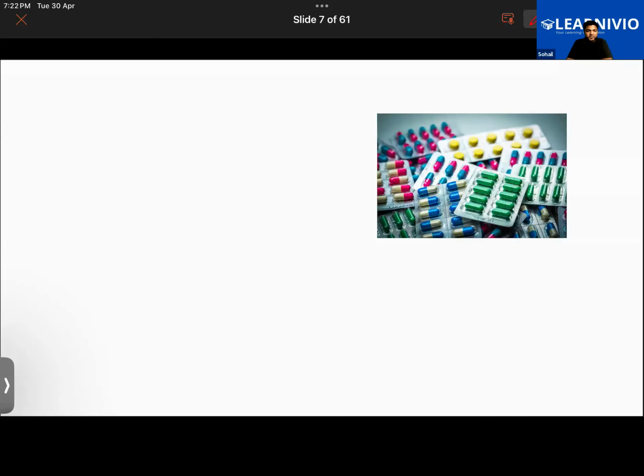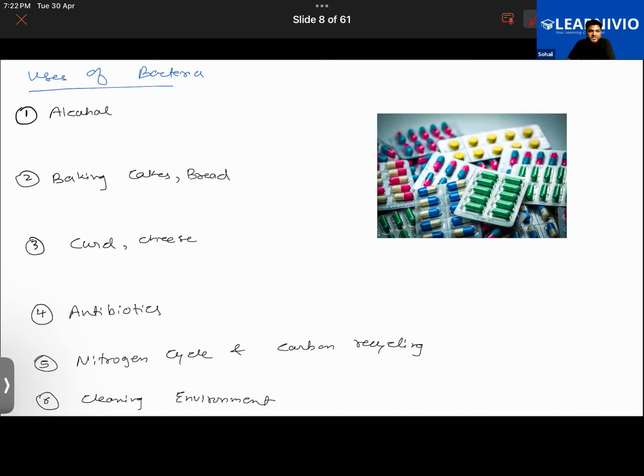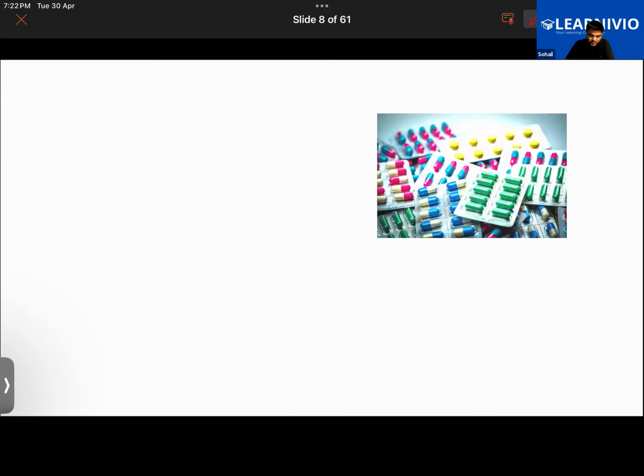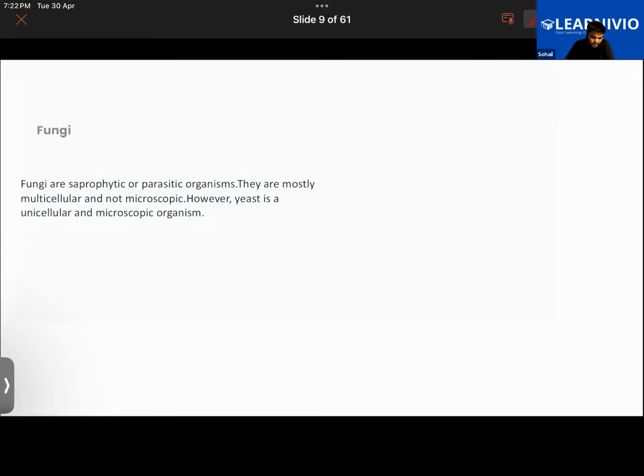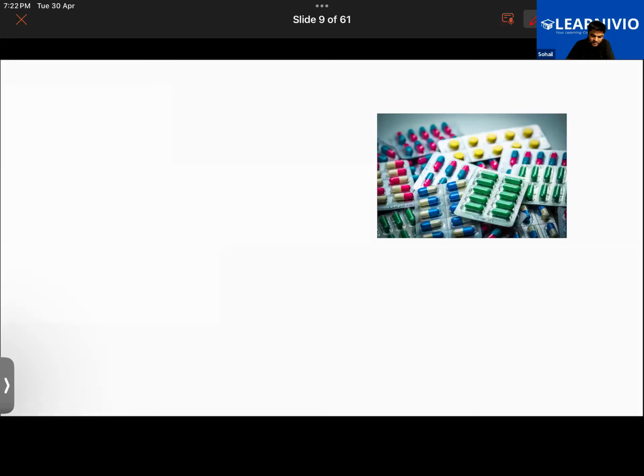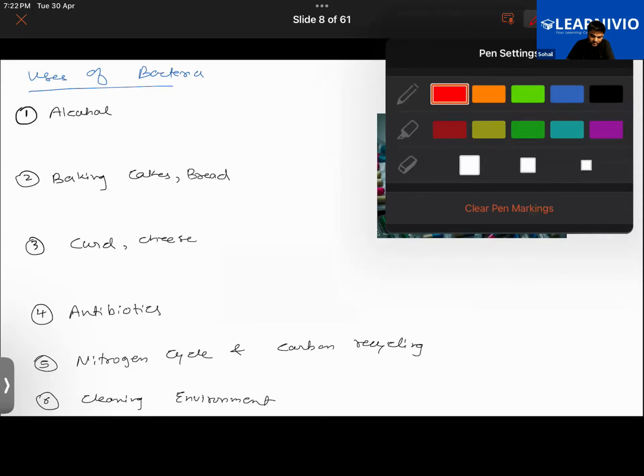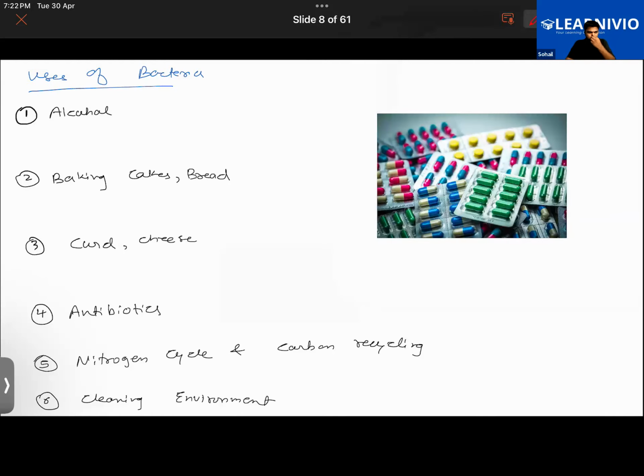Now, these are the different uses of bacteria. First of all, let's understand alcohol production, how alcohol is produced with the help of bacteria and how we take help of this. Getting it? Yes, sir. So tell me, how do we use bacteria in the production of alcohol? Any idea?